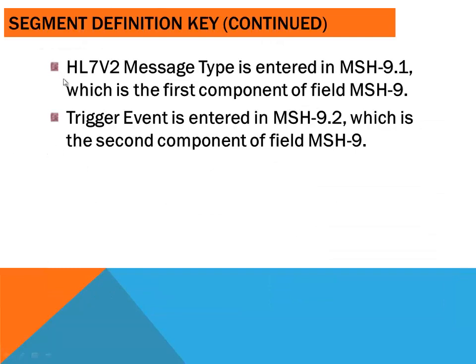Just now we talked about how, for an HL7 version 2 message, the message type is entered in MSH field 9.1, which is the first component of field MSH-9. Also, remember we have a trigger event that will be entered in MSH-9.2, which is the second component of field MSH-9.